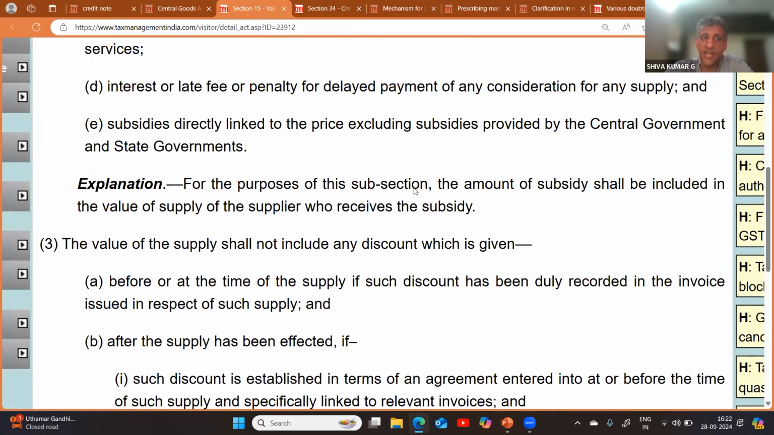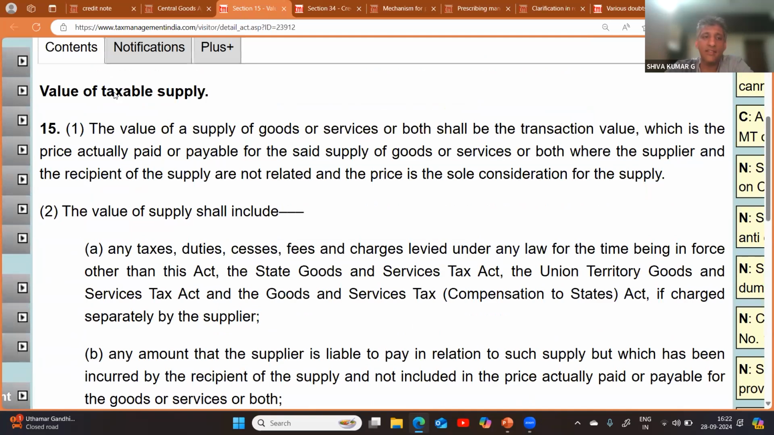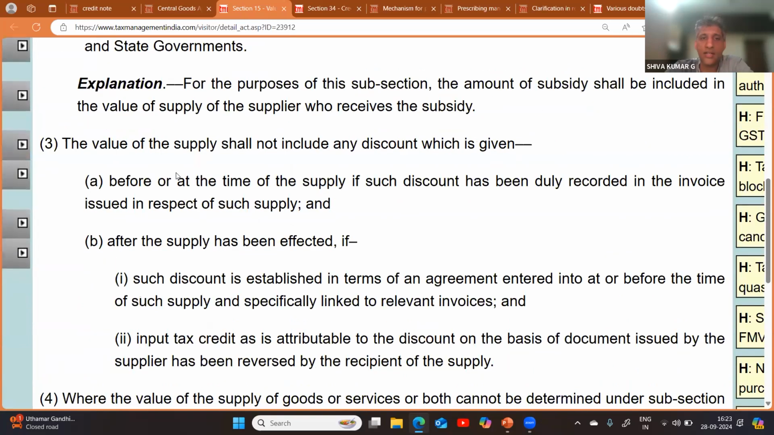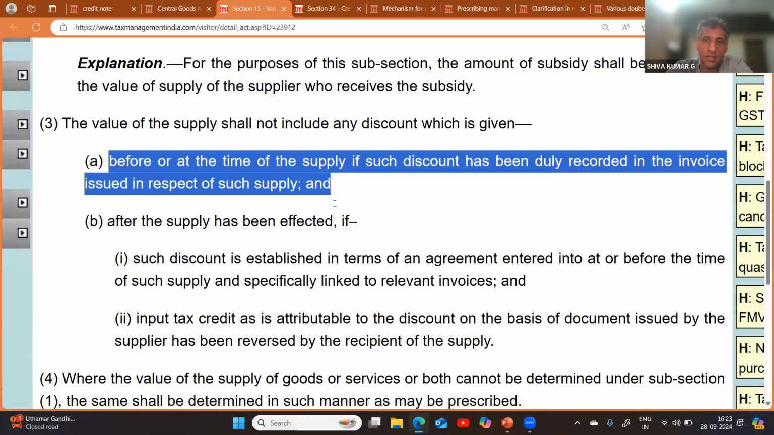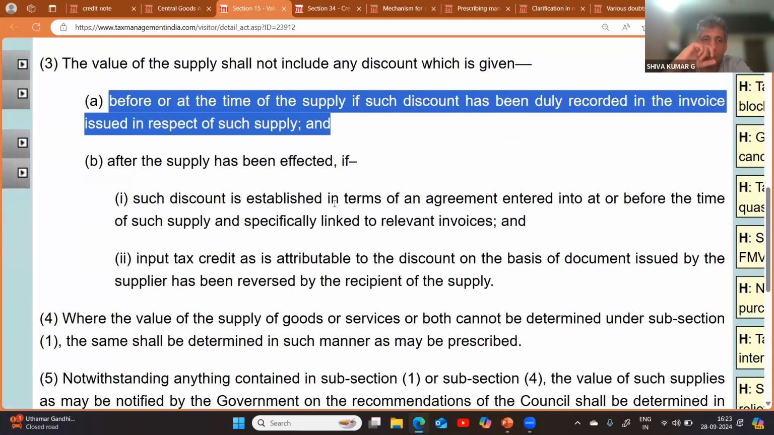If you read section 15, it says discount that is recorded in the invoice will be reduced. Okay, that is fine. I'm selling a product at 1000 rupees. In the invoice itself, I'm saying less 10% discount. The final price is 900. Fair enough. The value of supply is 900. Department is happy. Everyone is happy. But if the discount is given after the supply, there are two conditions. Condition number one says the discount should have been agreed at the time of supply.